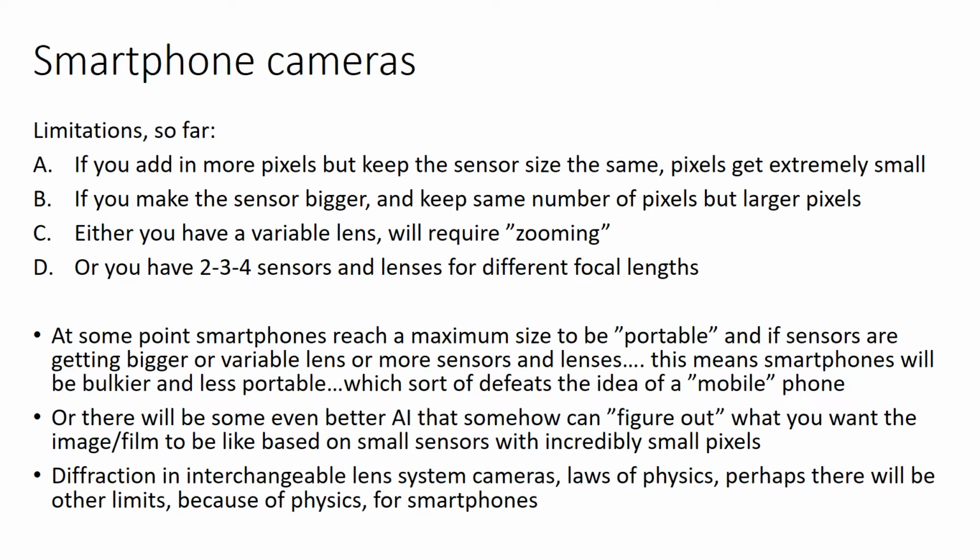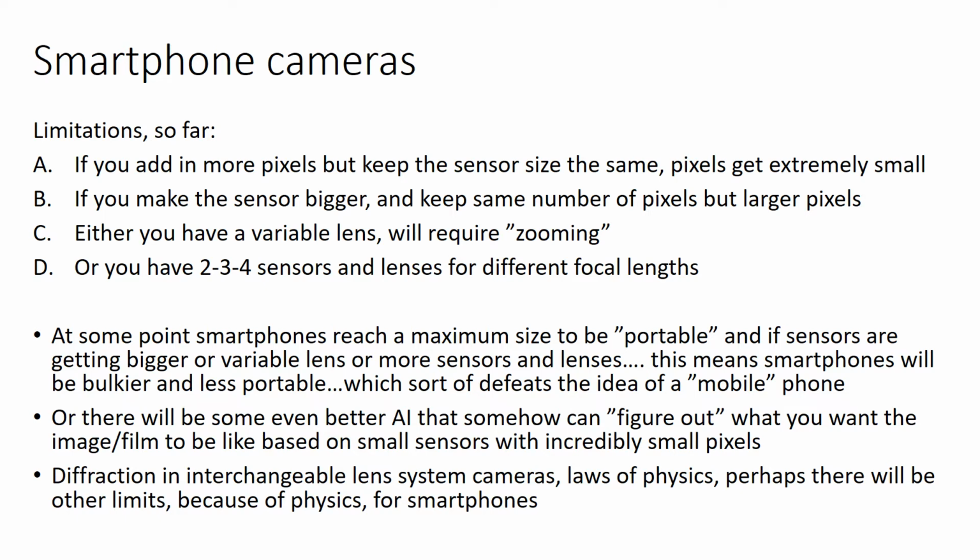If the sensors get bigger, or we have a variable lens on it, then smartphones will start to become bulkier and not quite as portable. And that sort of defeats the idea of a mobile phone. Or perhaps artificial intelligence will be able to figure out what you actually want in terms of picture or film, despite the extremely small sensors with these incredibly small pixels. That's possible, that will happen.